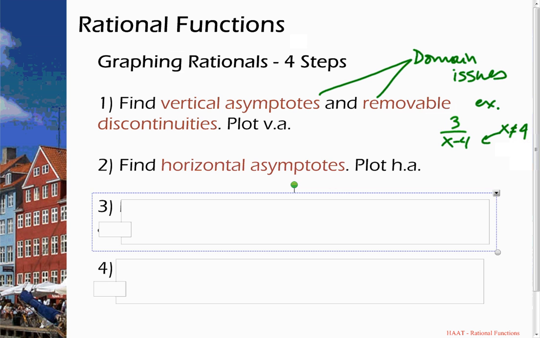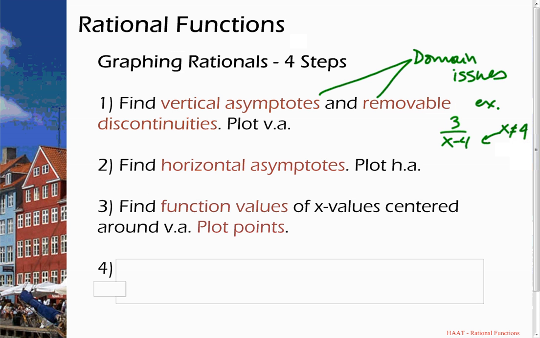For step 3, we're going to find function values of the x values centered around the vertical asymptotes, and we're going to plot your points. This is the long way of saying, hey, we're going to plug in points and make it look pretty. The important part here is that you're going to center them around your vertical asymptotes, much like the points that we picked to plot parabolas centered around the x value of the vertex on the axis of symmetry, and also much like when we were plotting polynomials and finding good points that were falling between the zeros.